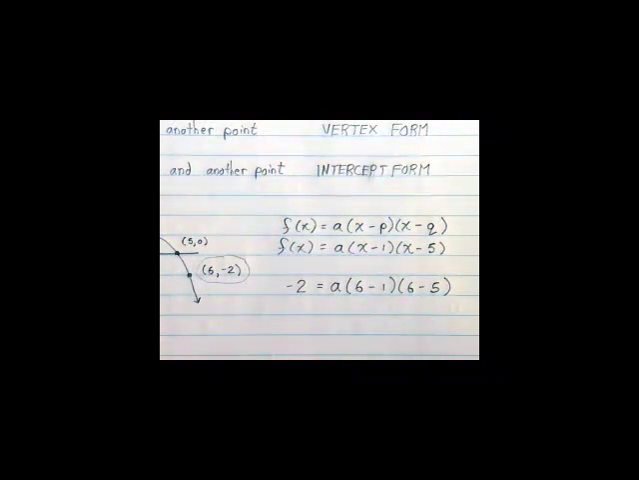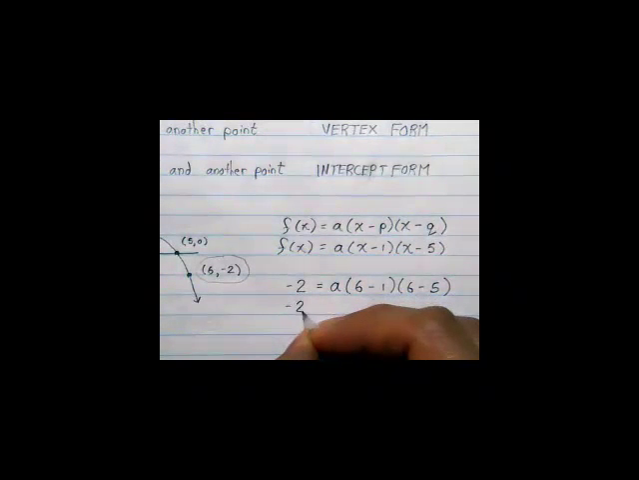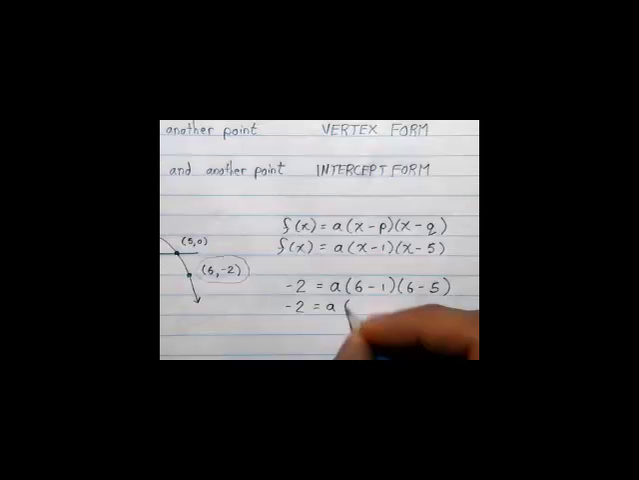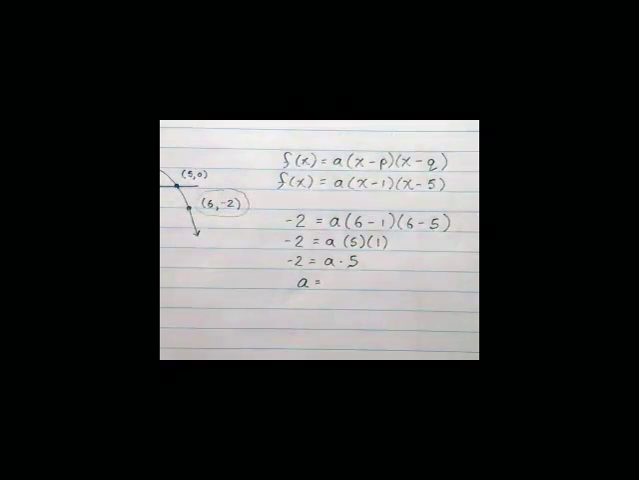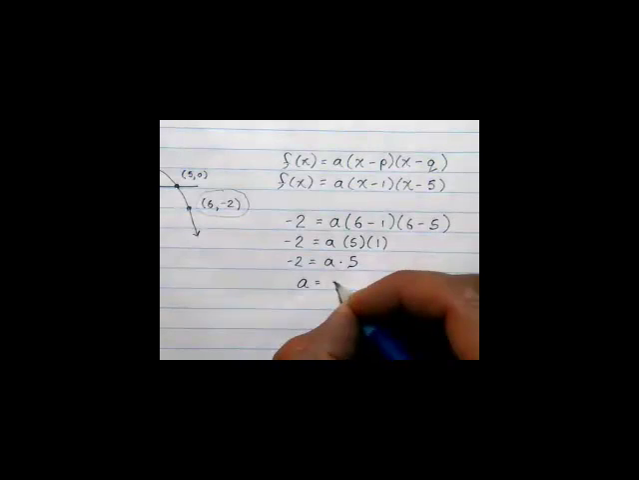So what we can do now is solve for a. I can work out what's 6 minus 1, what's 6 minus 5, do a little multiplying in there, and figure out what a needs to be to make this thing work. So 6 minus 1 is 5, 6 minus 5 is 1. So I've got negative 2 equals a times 5. So, what is the value of a? Negative 2/5. Yep.